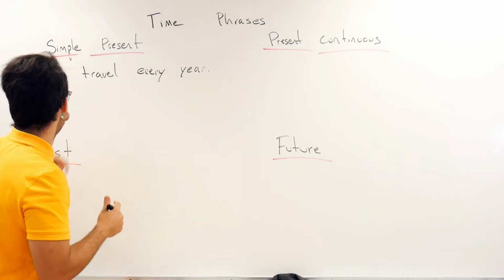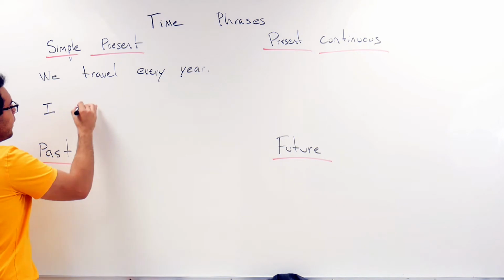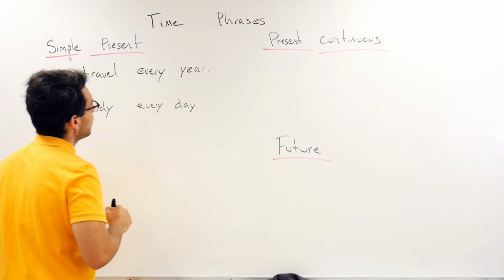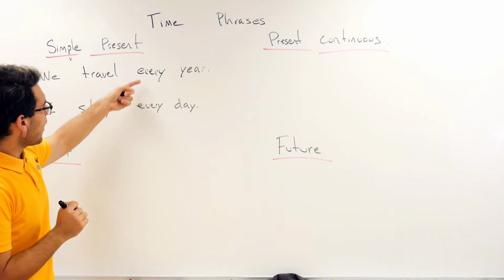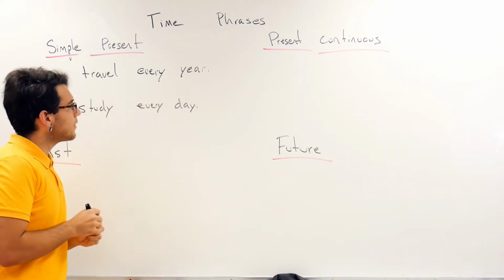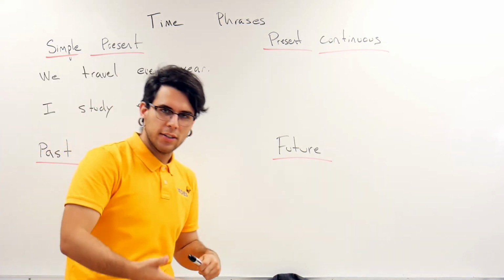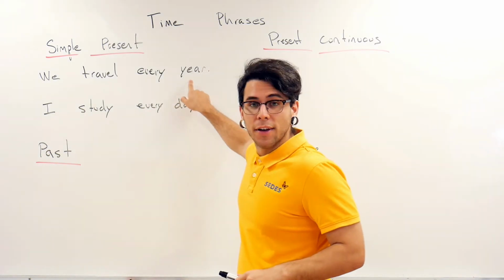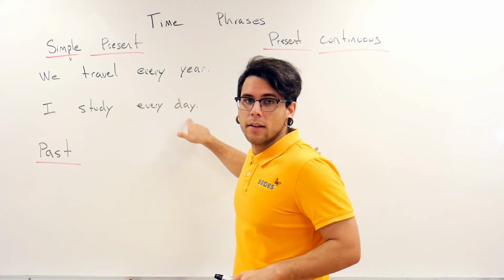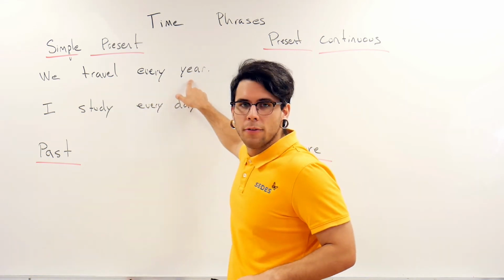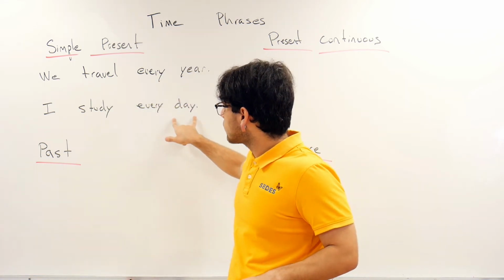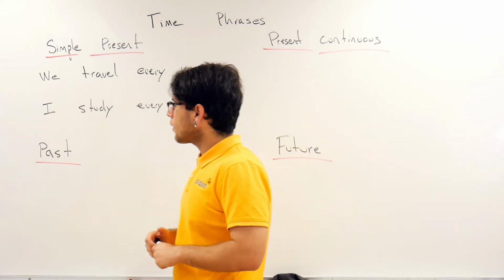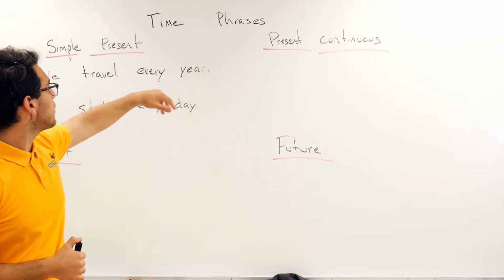Another example for simple present is I study every day. So as you can see, both of these have every in them, and it tells you that it happens in repetition. It happens over and over again, and how often is what you have next. So every year, every day. I don't travel every day. I travel every year, at least one time a year. I don't study once a year. I study every day, once a day. So that's how you use time phrases in simple present.